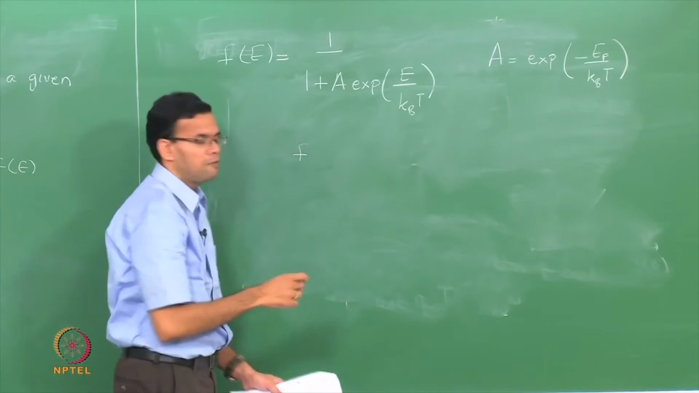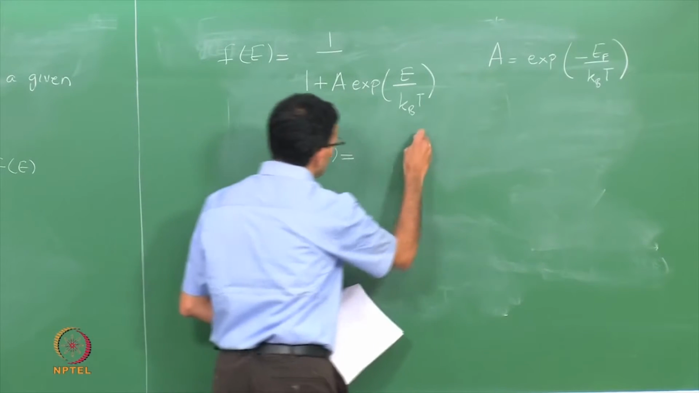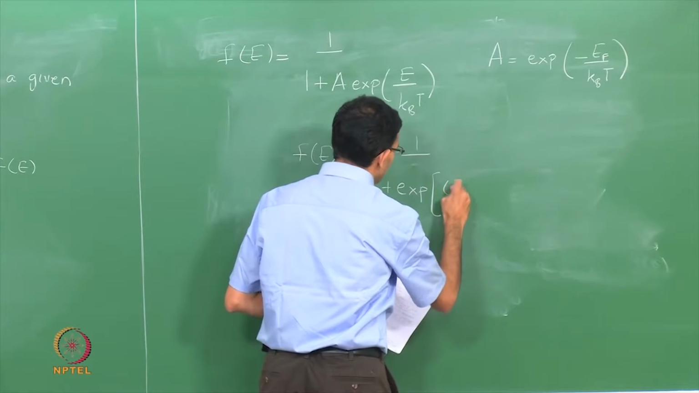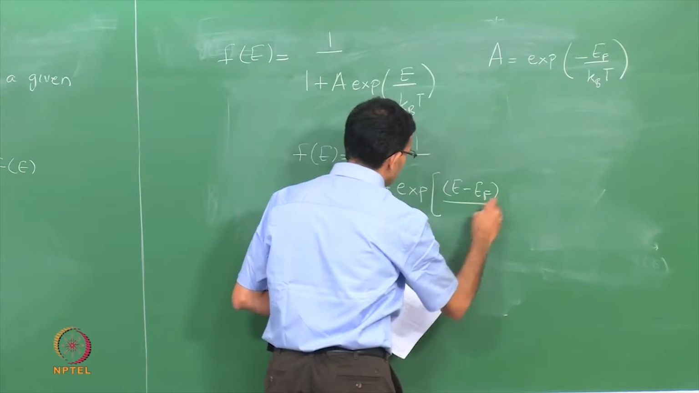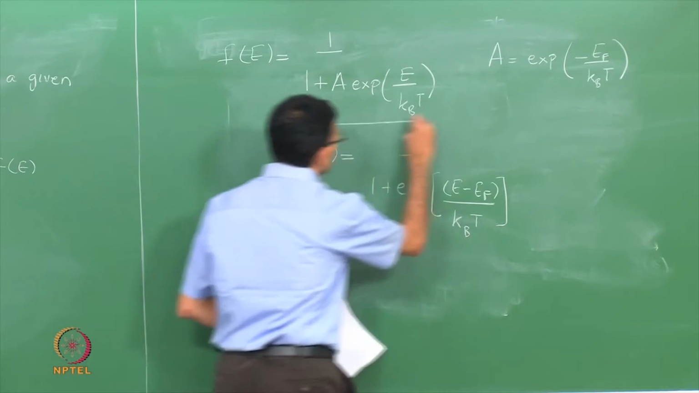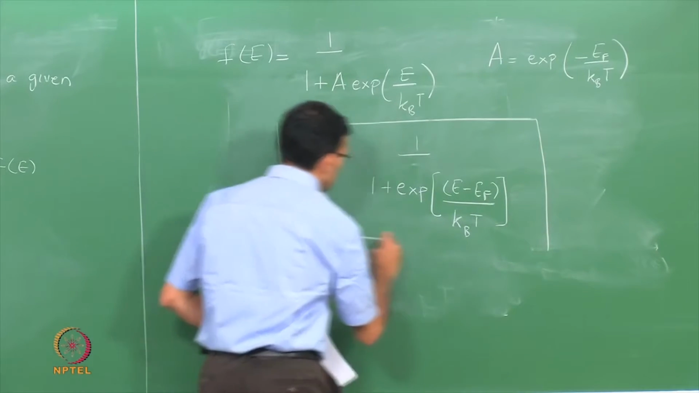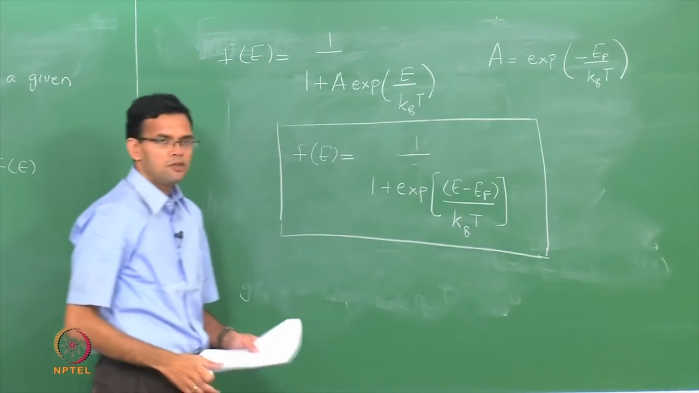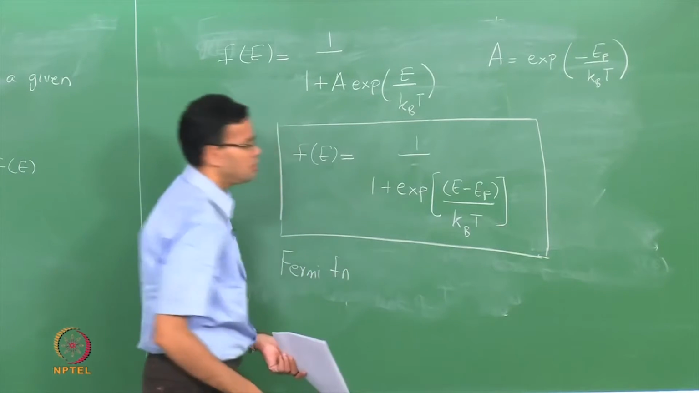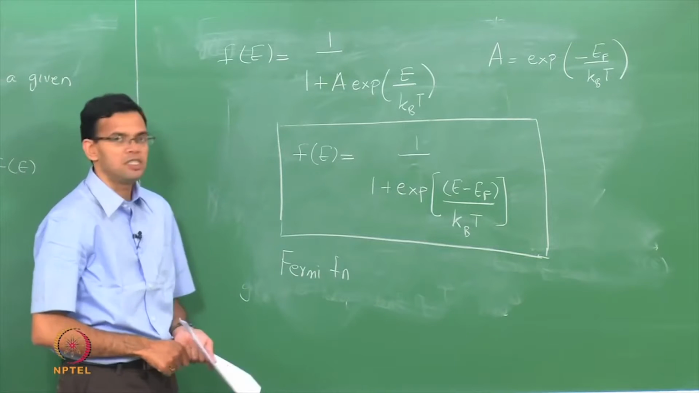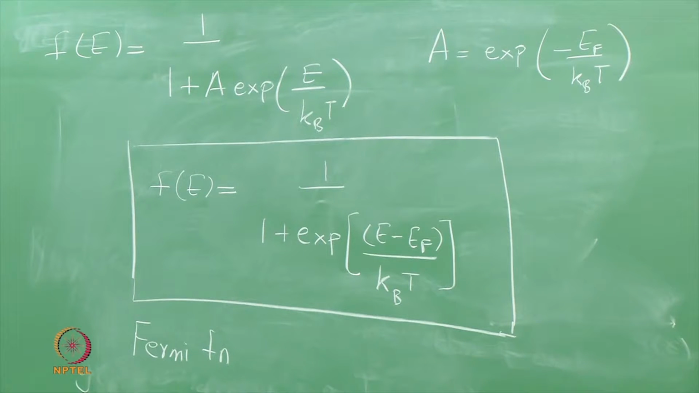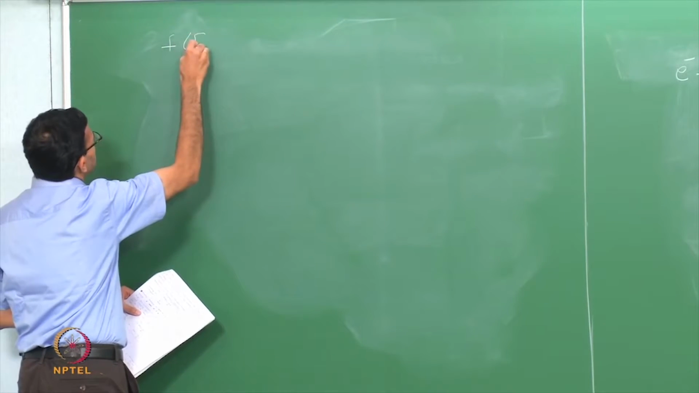Hence the expression for f of E. So, this is the Fermi-Dirac statistics, and this tells you what is the probability of occupation of a given energy state as a function of temperature. So, let me just rewrite the expression.